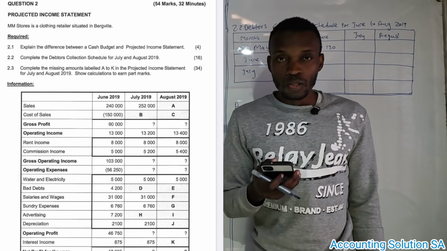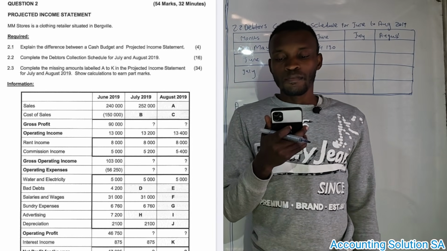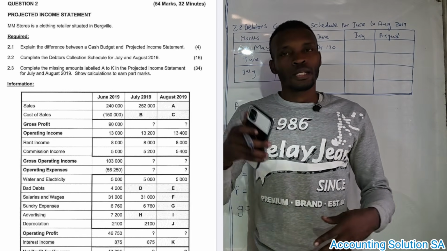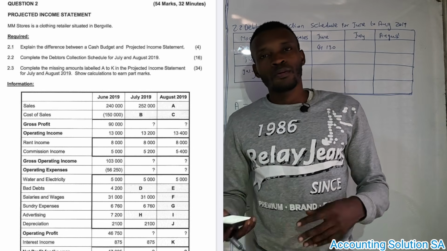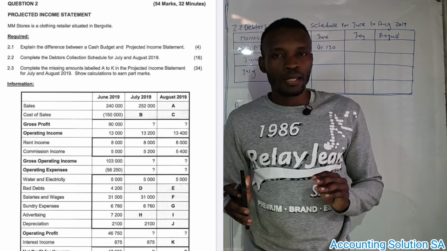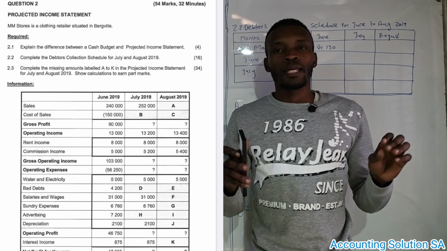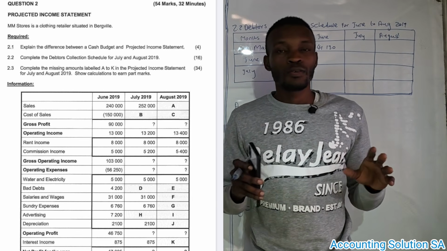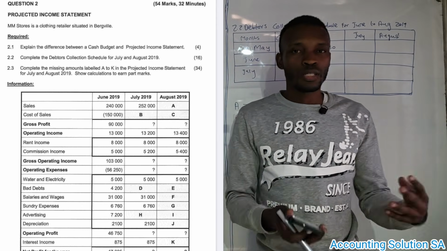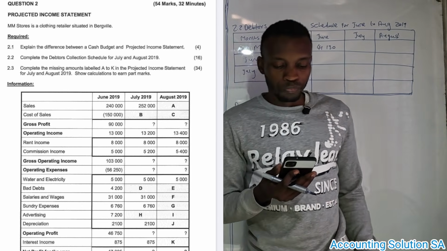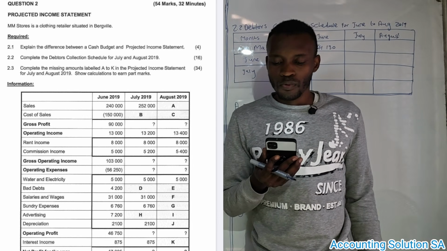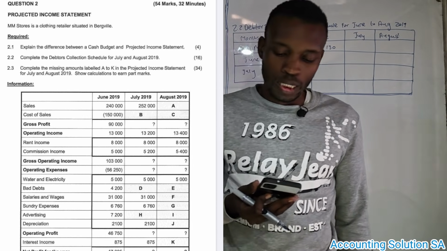Okay, on this question paper they say explain the difference between cash budget and projected income statement. Cash budget includes cash only. Projected income statement includes cash and non-cash items. Non-cash items like bad debt, profit on sales of assets, loss on sales of assets, trading stock deficit, discount allowed, discount received. Okay. Then 2.2, complete the debtors collection schedule for July and August 2019.